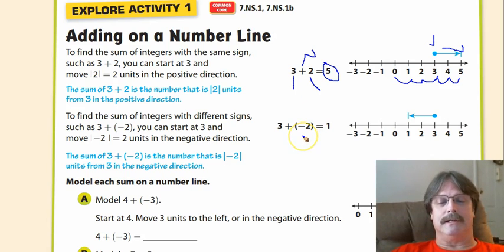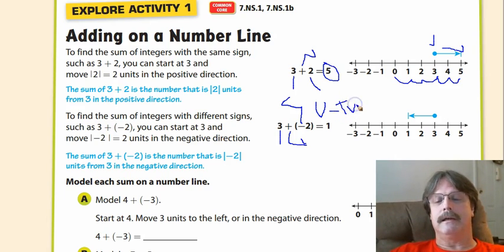Here's where it gets a little bit different. We're going to start at the number 3. We're going to go in the right or the positive direction because we're adding. But here's what I call a little U-turn. This is a negative sign in front of the 2. So that means make a U-turn. You're going to go back in the opposite direction. Let me see if I can write that up here. U-turn.